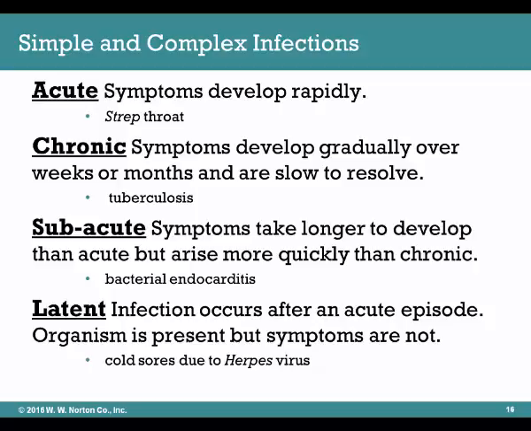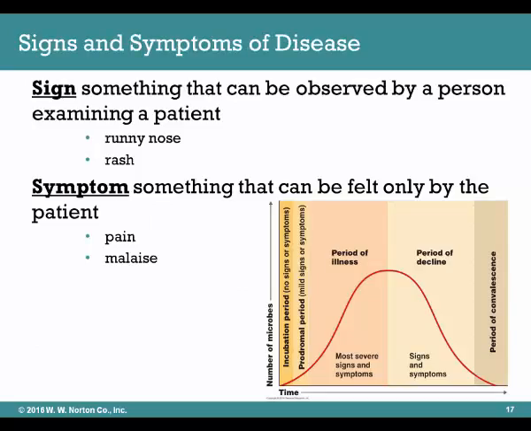Herpes, for example, you can have outbreaks, so the virus is always in your body, it's never cleared, so it's a chronic infection, but you don't always have symptoms. There are periods of convalescence and periods of infection or acute episodes. So we can define the stages of disease and divide them into 5 basic stages.